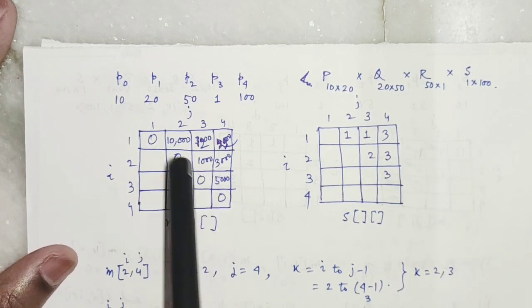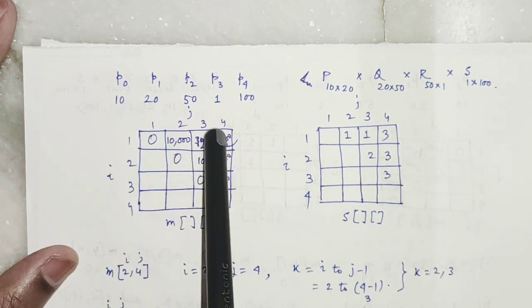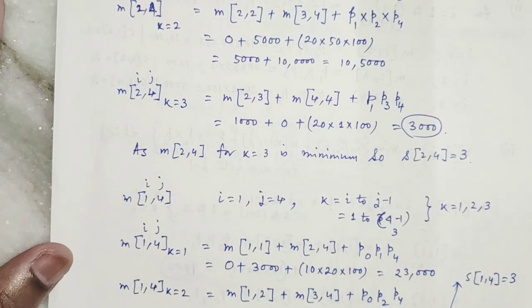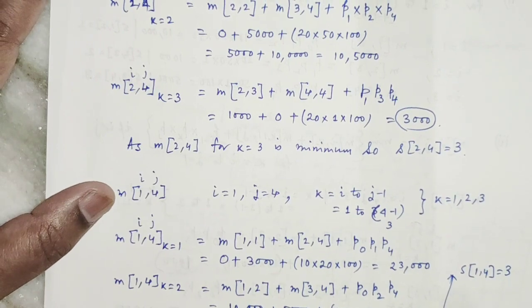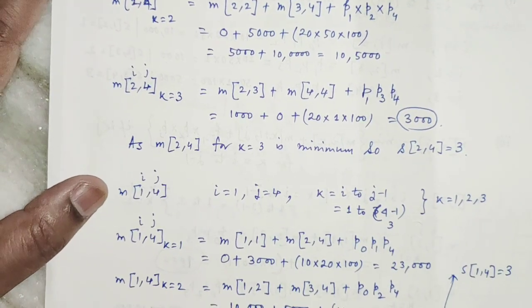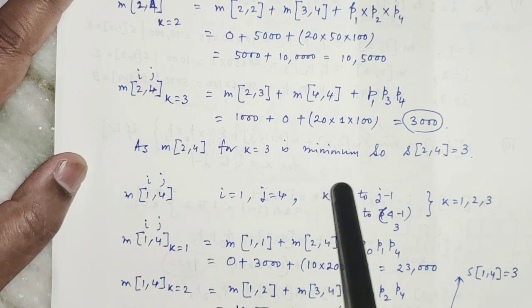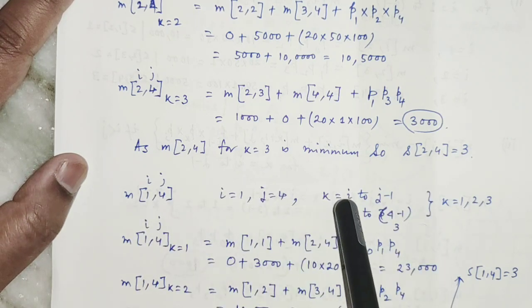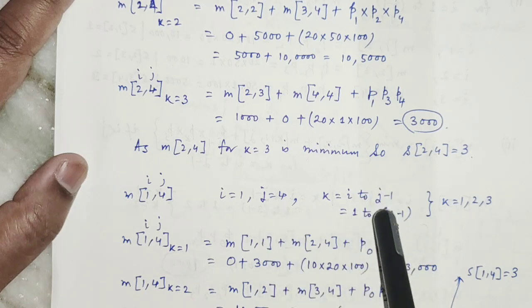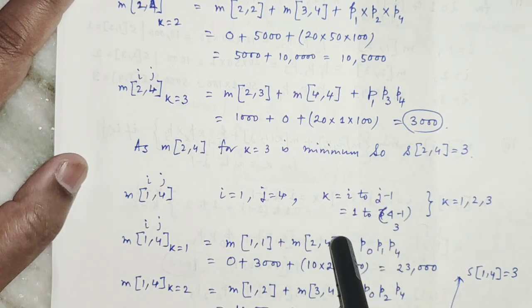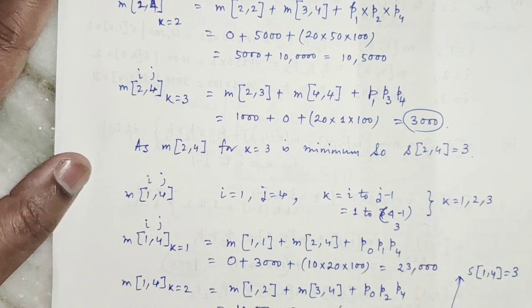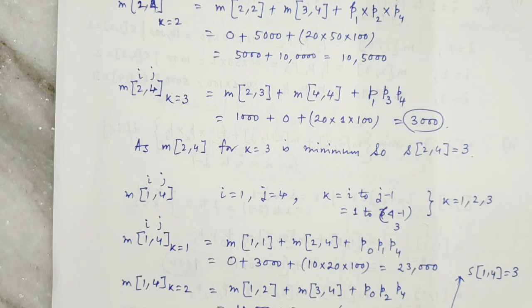So only one cell is left, that is m of 1 4, which you have to calculate now. So m of 1 4, i is 1, j is 4. First of all, calculate the range of k. k starts from i and repeats up to j minus 1. Current i is 1, current j is 4. So 1 to 4 minus 1, that is 1 to 3. So k has 3 values: k equals 1, k equals 2, k equals 3, because the range is 1 up to 3.